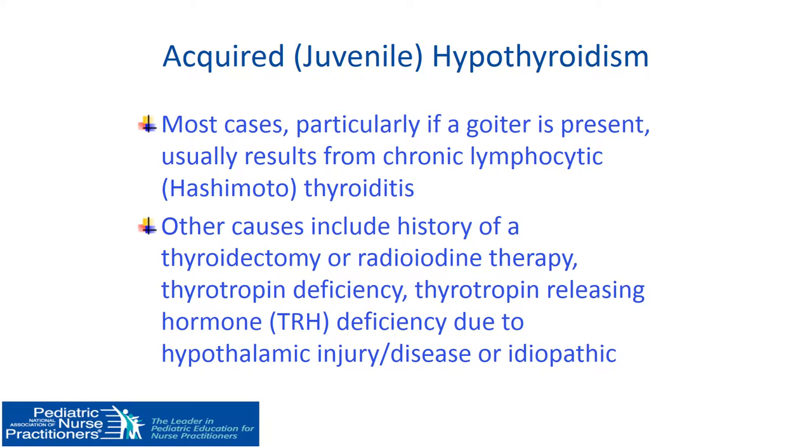Acquired juvenile hypothyroidism. Most cases, particularly if a goiter is present, result from chronic lymphocytic or Hashimoto's thyroiditis. Other causes include a history of thyroidectomy, radioiodine therapy, thyrotropin deficiency, thyrotropin-releasing hormone deficiency due to a hypothalamic injury or disease in the brain, or again, idiopathic, we don't know.